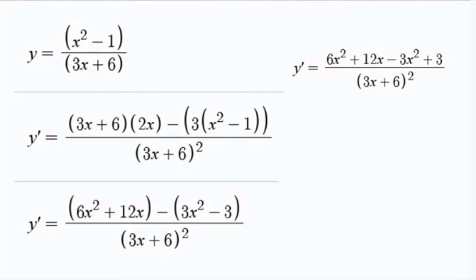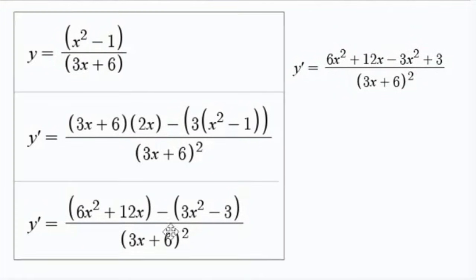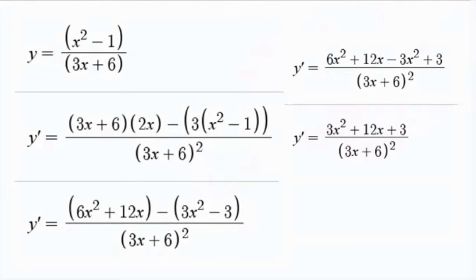However, be mindful to distribute the negatives right here. Multiplying the negative here would make this negative, but to here, it would become positive, leading to this. And if we clean it up even more, we would get this function. If we want to be fancy, we can factor out a 3, and that's your derivative.